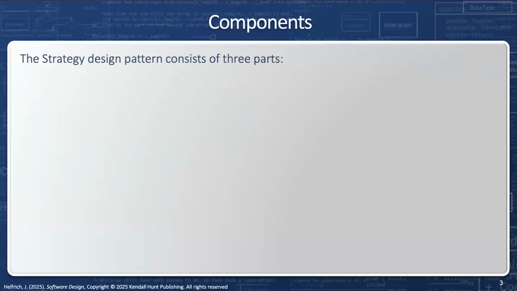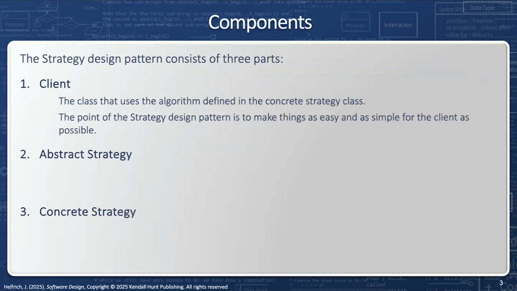The strategy design pattern consists of three parts: the client, the abstract strategy, and the concrete strategy. Now, the client is the part of the program that's actually going to use the strategy class. Our goal is to make things as simple and as easy as possible for the client.